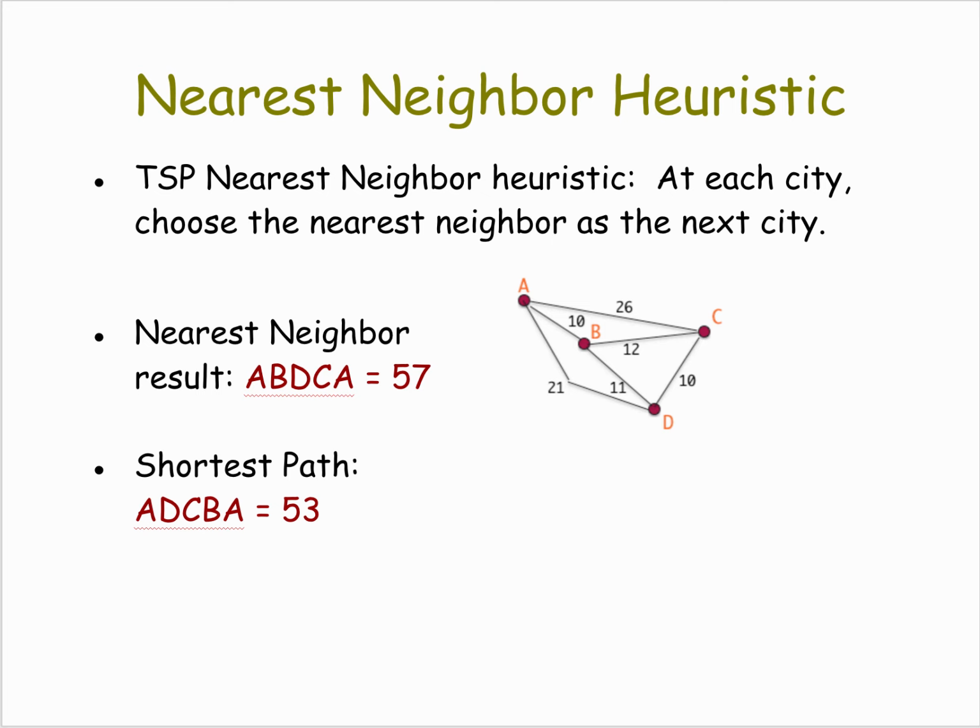So in this case, the nearest neighbor heuristic failed to find the optimal solution, but it gave us a pretty good solution. And that's the idea with heuristic algorithms. We want a practical solution to a problem when an optimal solution is too expensive to calculate.